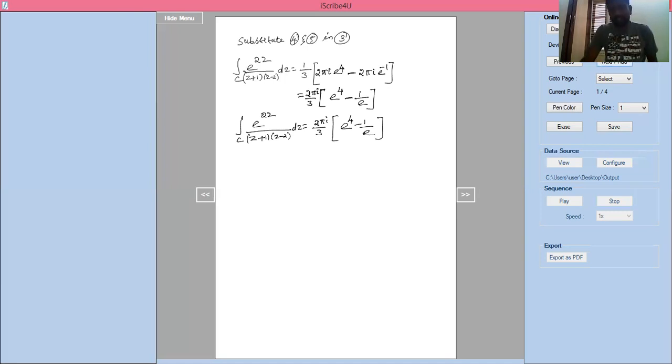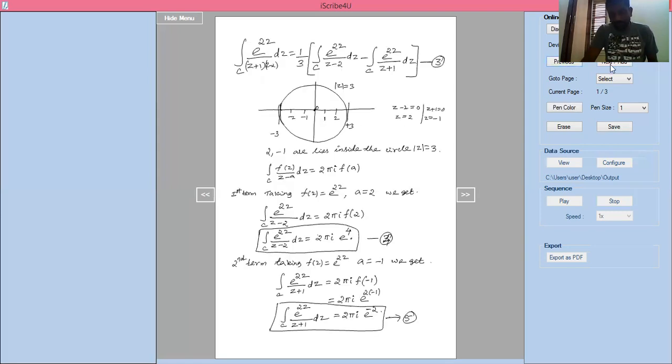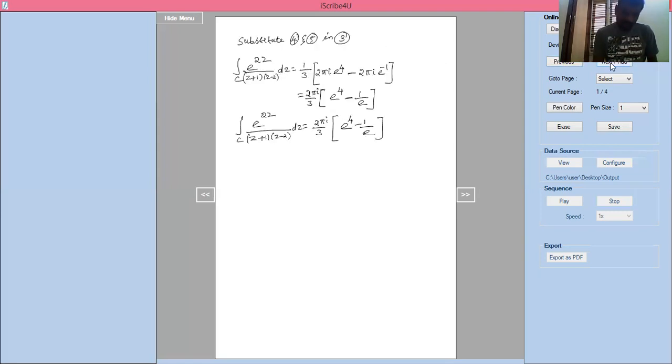Here, what I have written, e power 1 by e, or e power minus 2, I have written here minus 1. You just have to do the correction. This is e power minus 2, 1 by e square. That's all. That is the required solution for the given problem.